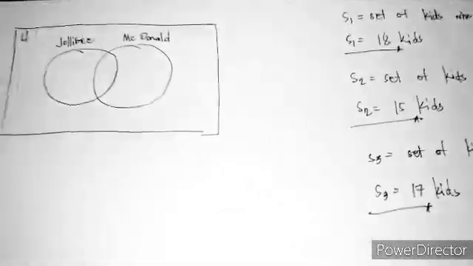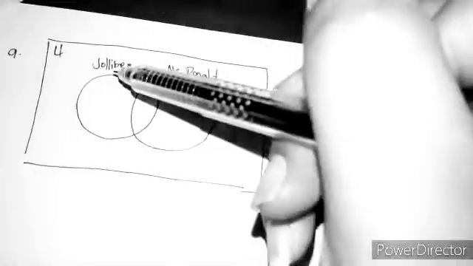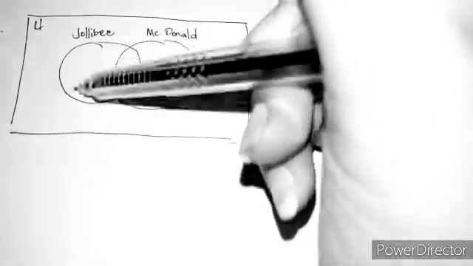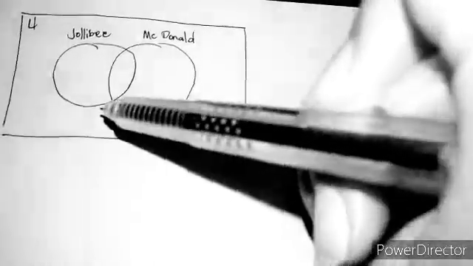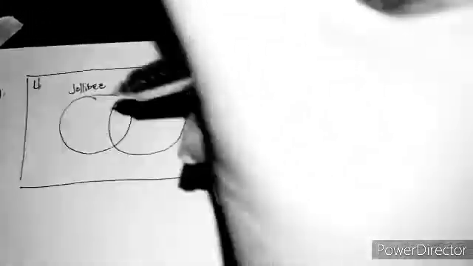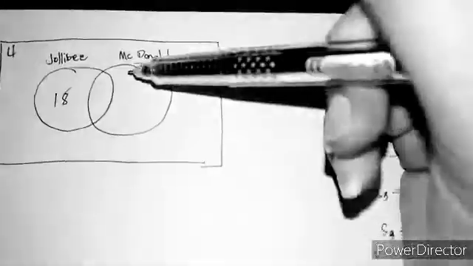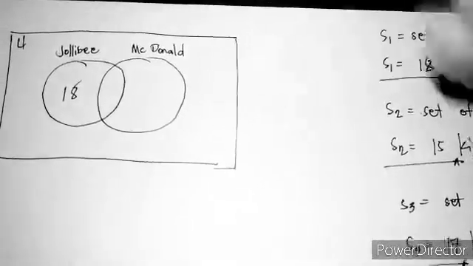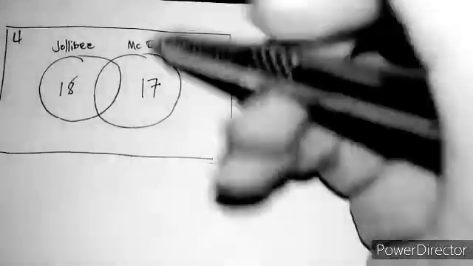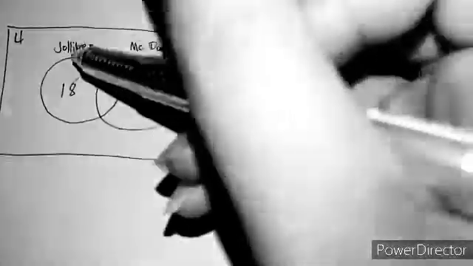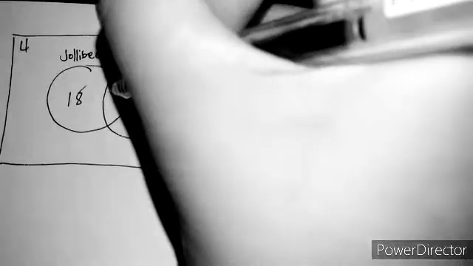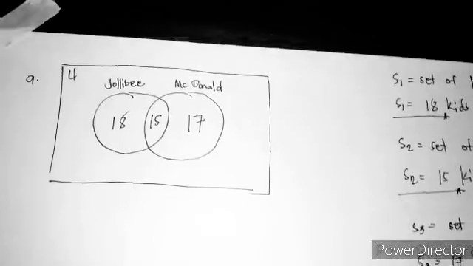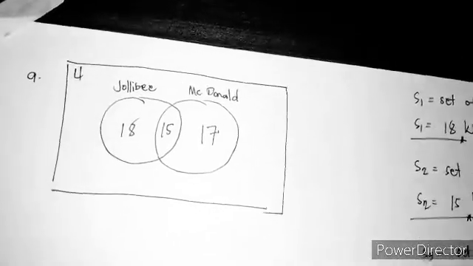And now, we can illustrate our Venn diagram. So, here, these are the kids. In this part, these are the kids who eat in Jollibee only. We have 18 kids. And in this part, the set of kids who eat in McDonald's only. So, we have 17. How many are in the intersection who ate both in Jollibee and McDonald's? We have 15. So, we are done illustrating the problem using the Venn diagram.